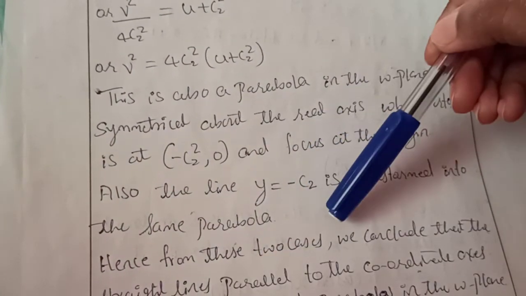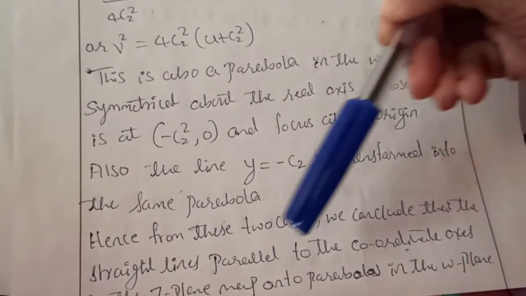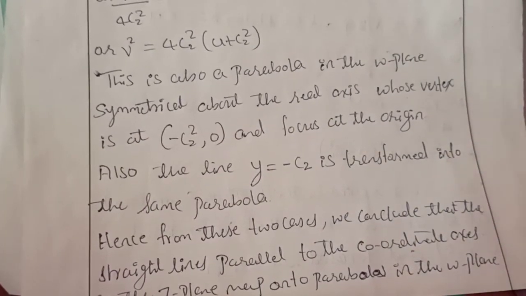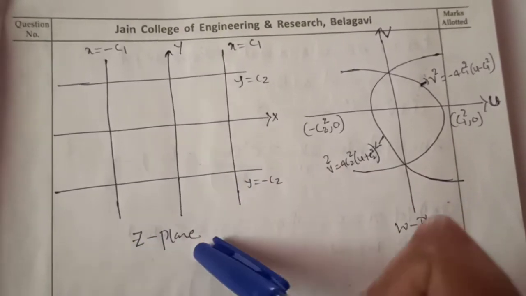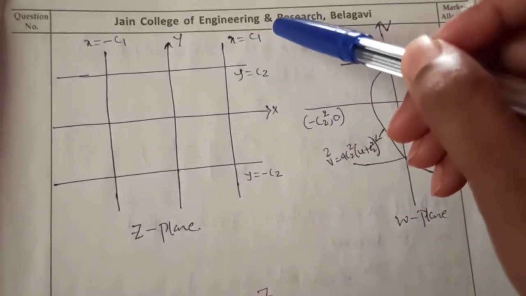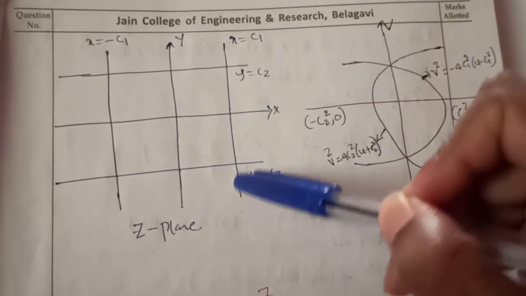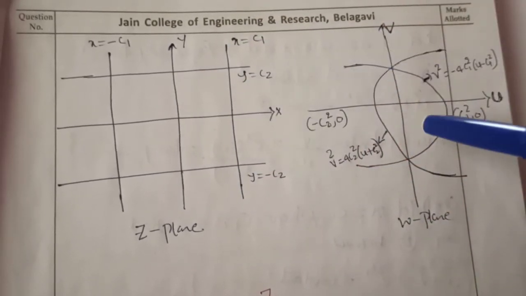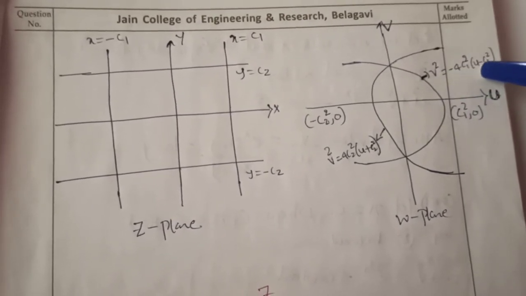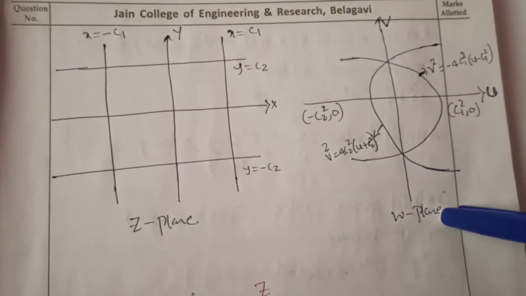Hence, from these two cases, we can conclude that the straight lines parallel to the coordinate axes in the z plane map onto parabolas in the w plane. Here we have the images. In the z plane, in case 1 we had the line x is equal to c1, a straight line parallel to y-axis. Using this line, we got the equation of a parabola, that is v square is equal to minus 4c1 square into u minus c1 square. This is the equation of a parabola in the w plane.